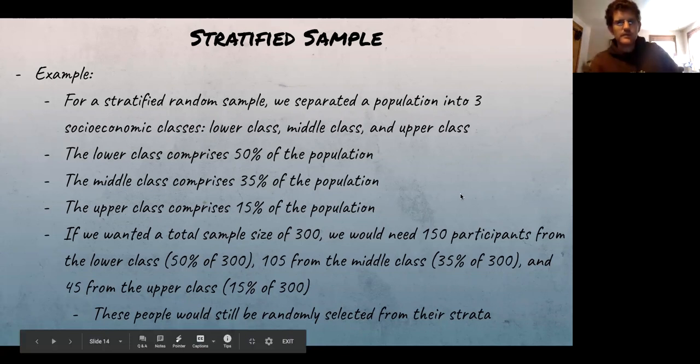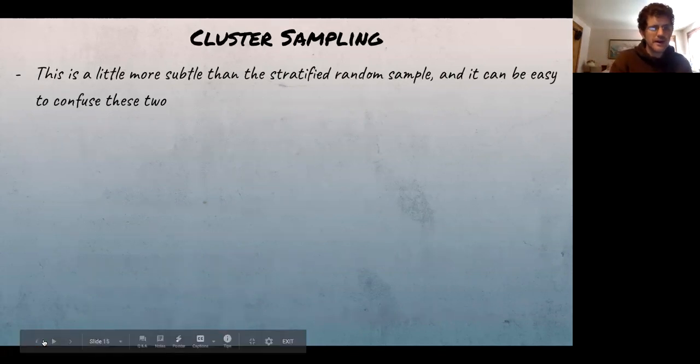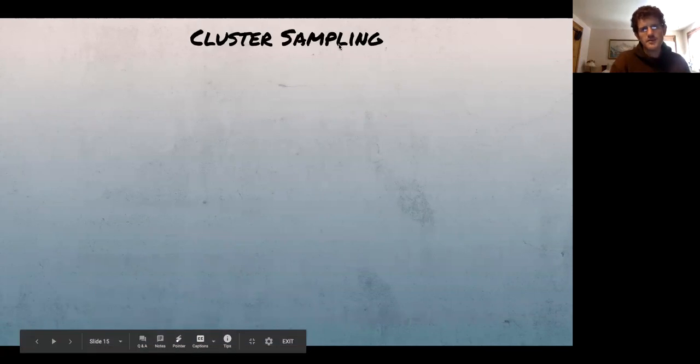All right. So actually, before we talk about cluster sampling, what do you guys think could work for a stratified sample for our question of interest, coming back to school?